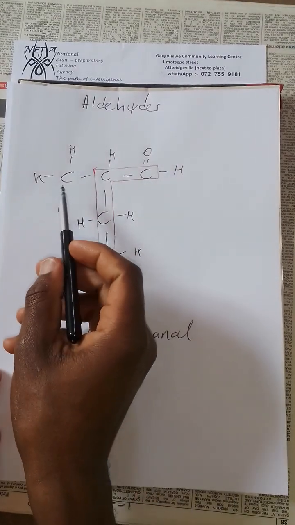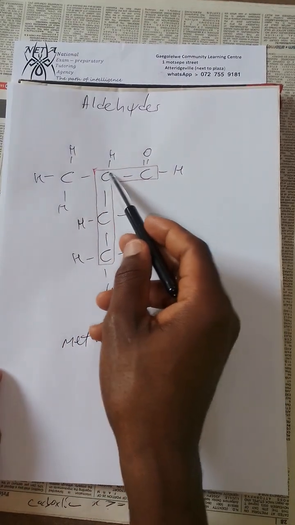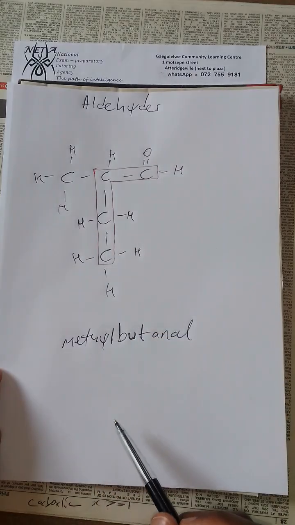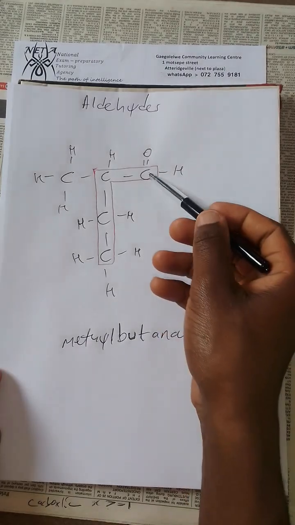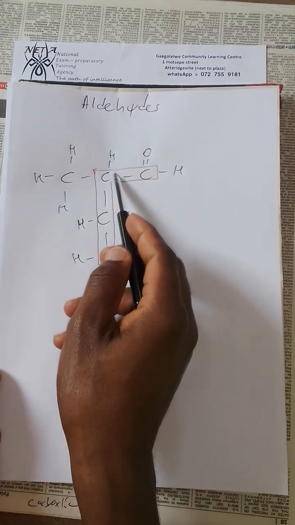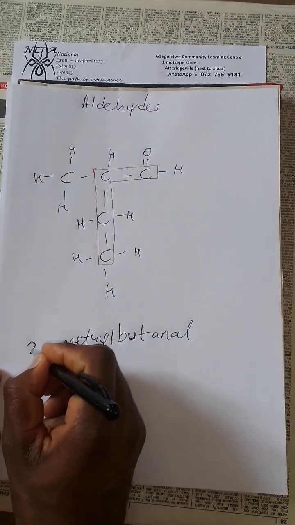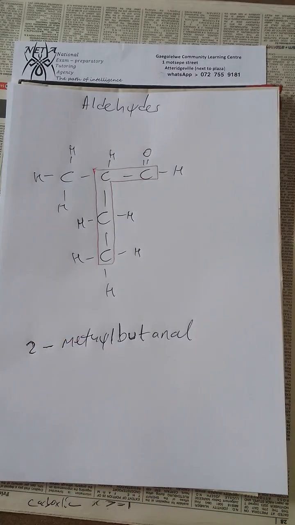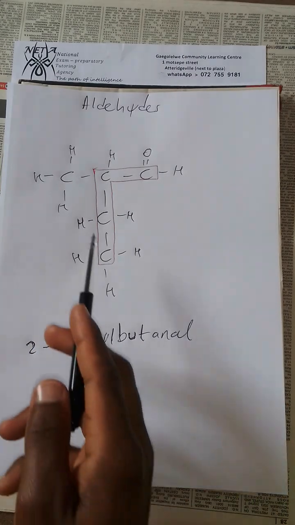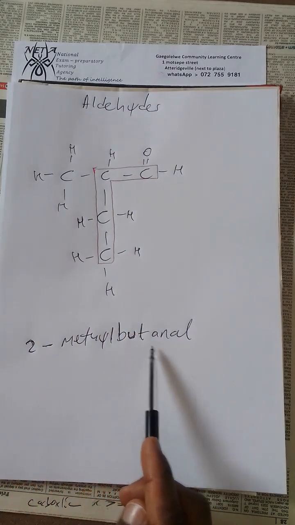And the position from which this chain emerges from the parent chain must also be accounted for. Now we have to check the position to which it is situated. 1, 2. It is connected to the second carbon of the parent chain. Therefore, we have to also include it in our name. Therefore, this structural formula is what we call 2-methyl butanal.